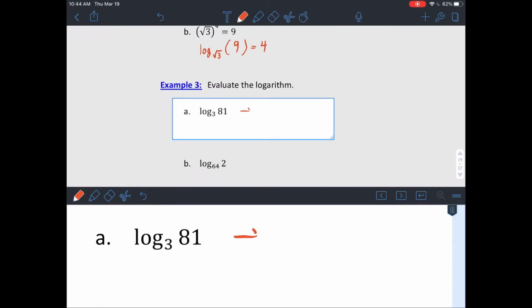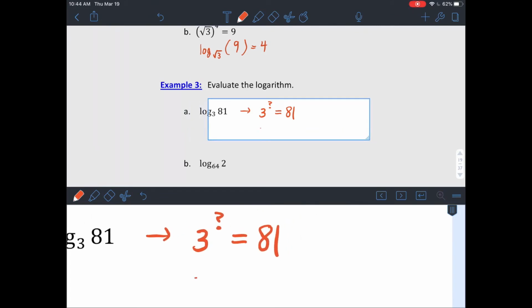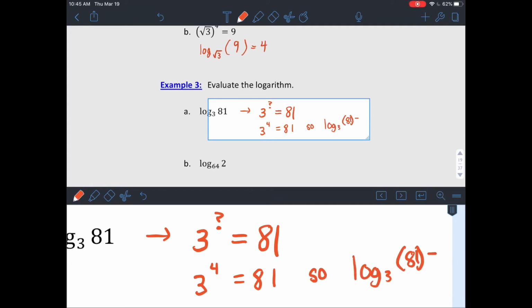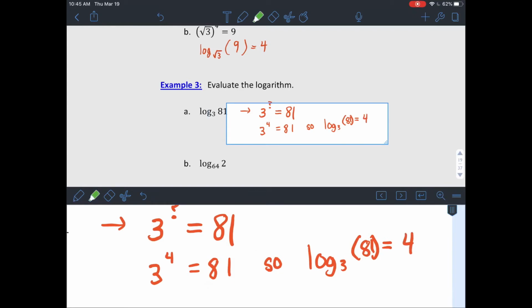So let's say you just want to evaluate some logarithms. Log base 3 of 81 equals the power that you take 3 to get 81. You might have to do some guessing and checking in your calculator. 3 to the third is 27. 3 to the fourth gets you 81. So log base 3 of 81 just equals the number 4.